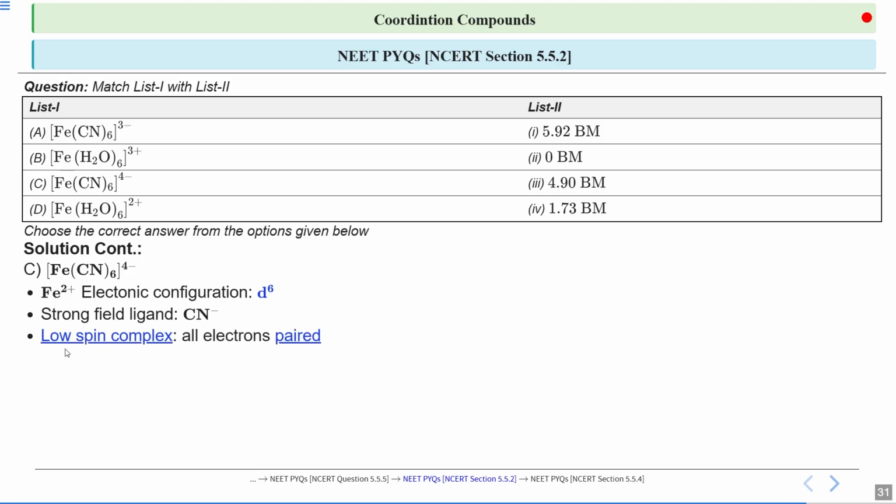Due to which we will get a low spin complex. That means all the electrons will get paired up. So mu will be equal to 0 because the n we got is 0. We get no unpaired electron. So mu will be 0. That means the C complex is matching with the second choice.